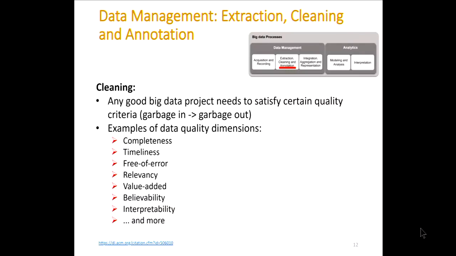So is it telling you that in summer the temperature is 0 Celsius, or is it telling you the actual temperature of the room? Value is also one of the things in terms of what data you're acquiring: what data you can use versus the data that's redundant and you can just discard, because if you keep it, it's just going to be costly in terms of storage facilities and processing.